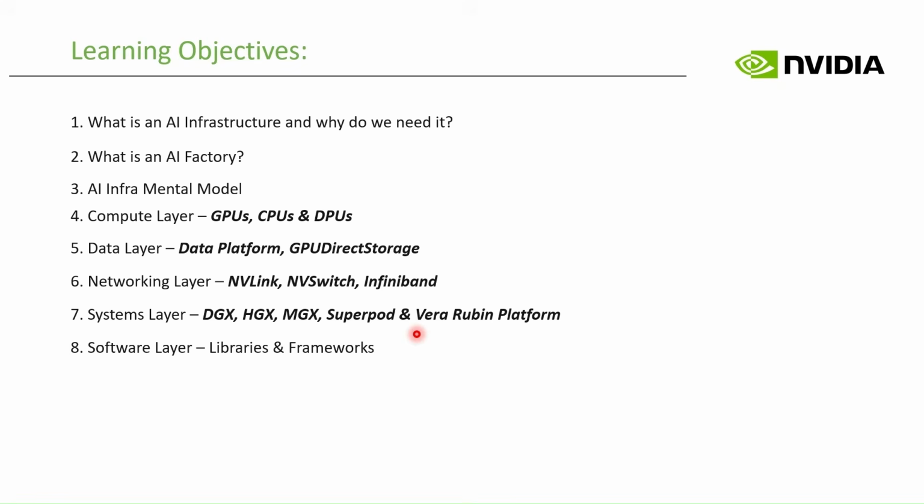And then I'll explain the software layer, that is the libraries and frameworks that NVIDIA offers, which are vital for you to run your AI workloads. And then I'll teach you about the deployment environments. Where will all these workloads be deployed? Is it on cloud, on-prem, or hybrid? And then I'll give you the final takeaways of this video.